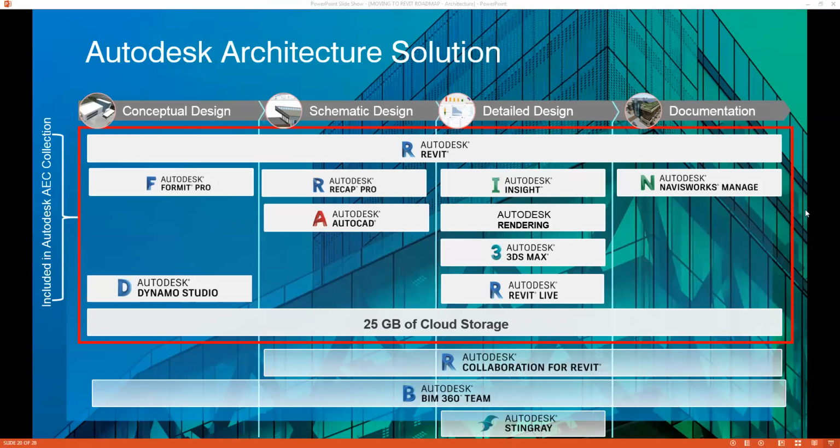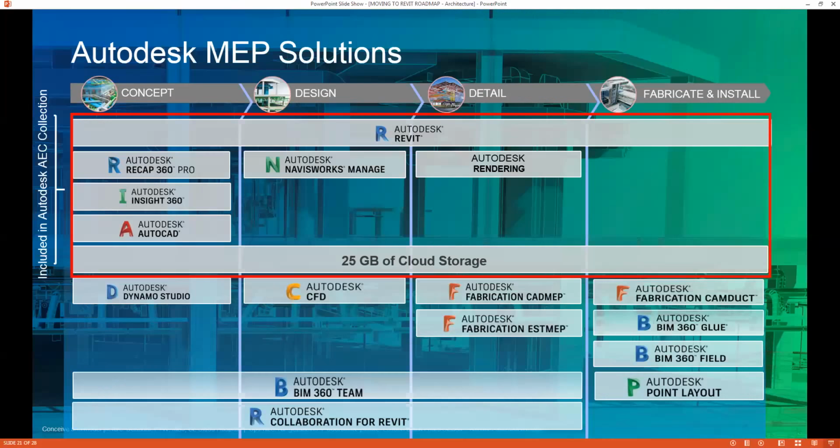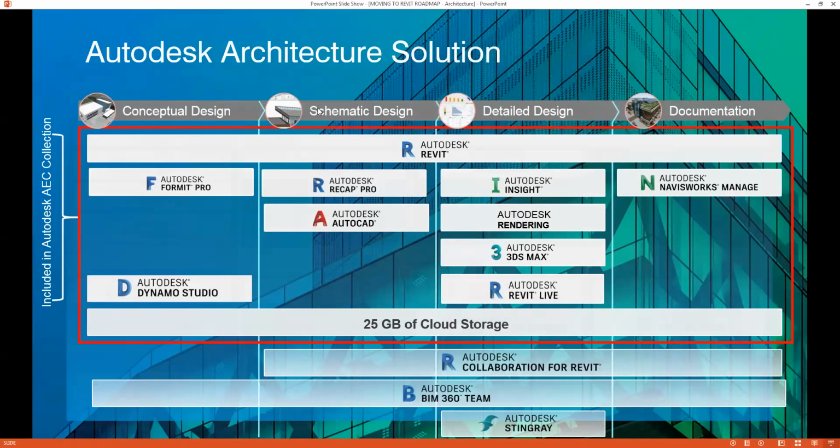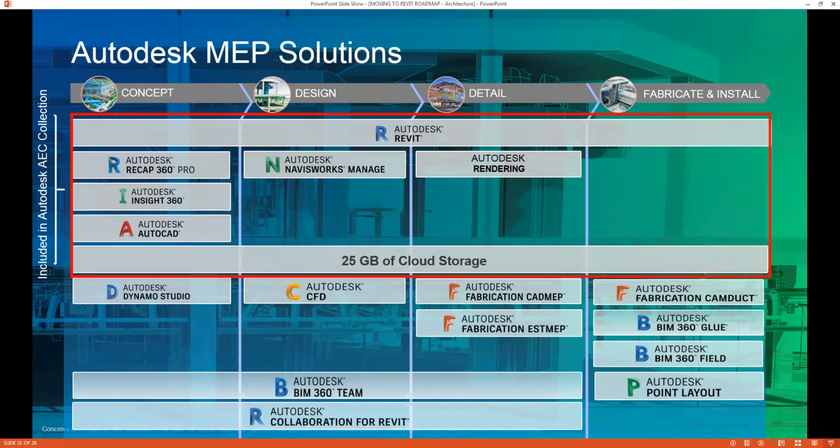Okay, so that's for the architecture solution. So let's look at the MEP solution. You can see that the flow is different. We have the concept stage as against the conceptual design stage in architectural solutions. We have the design stage as against schematic design. For architects, they're always designing: concept design, schematic design, detailed design. For MEP solutions, you have the concept stage, the design stage, then the detail stage, and then the fabricate and install stage.